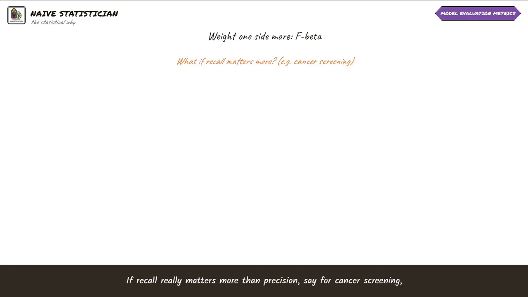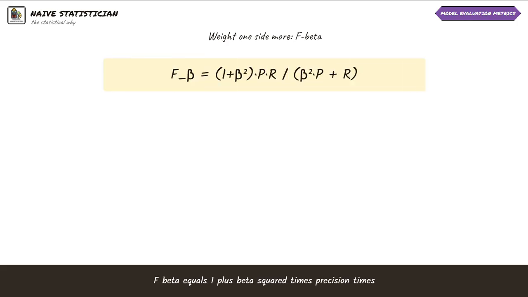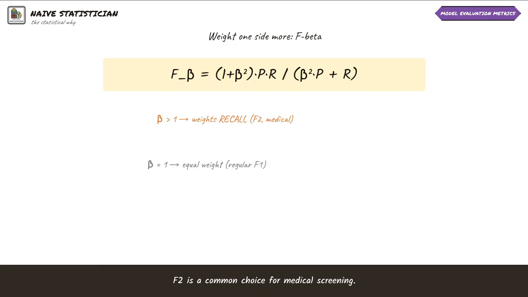If recall really matters more than precision, say for cancer screening, you use a generalized version called F beta. F beta equals 1 plus beta squared times precision times recall divided by beta squared times precision plus recall. When beta is greater than 1, you are weighing recall more. F2 is a common choice for medical screening. Recall is twice as important.